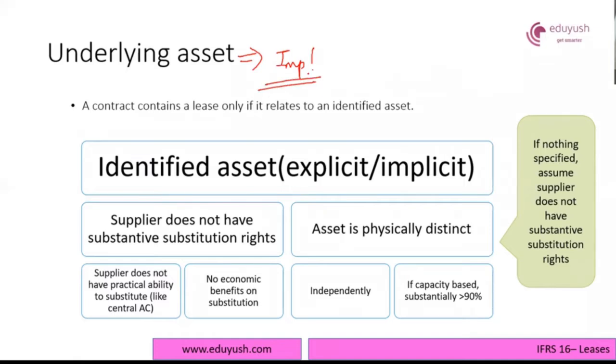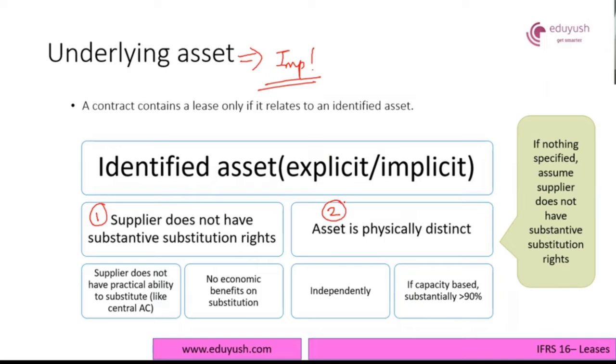Sometimes we have to justify why IFRS 16 Leases is applicable. At that time, we may have to say why it is an underlying asset. So the explanation given here would help you there. So what is an underlying asset? For an underlying asset, two conditions are required. First, the supplier should not have substitution rights. Second, the asset should be physically distinct.